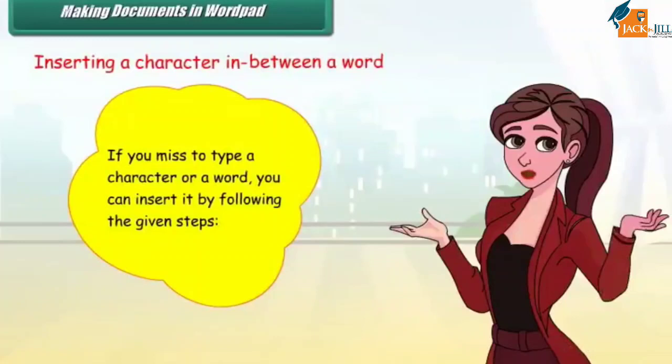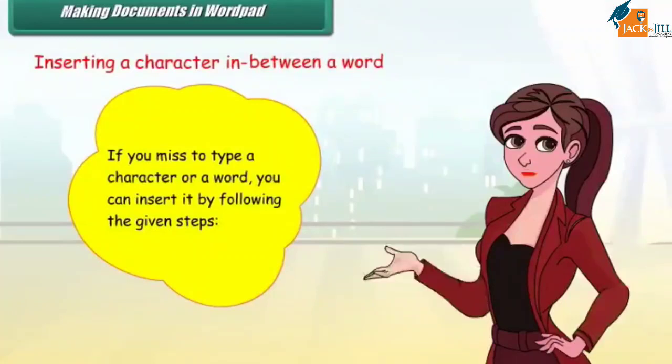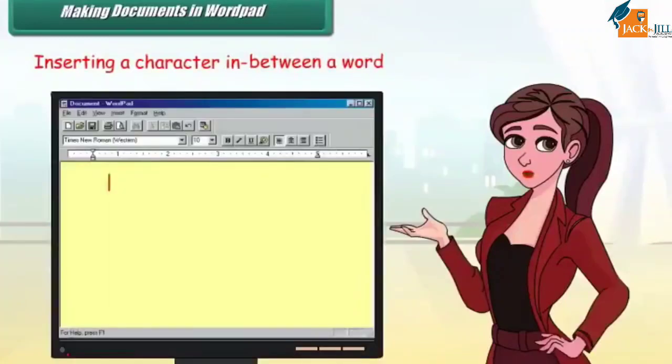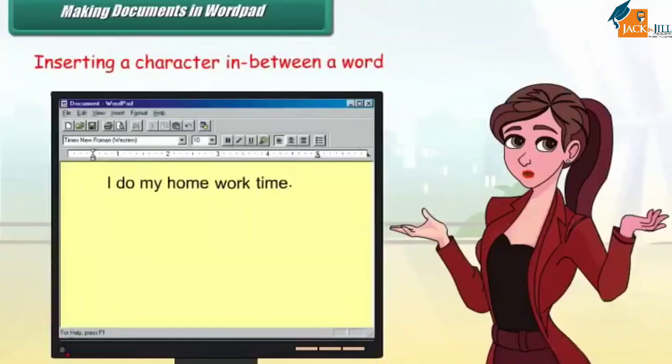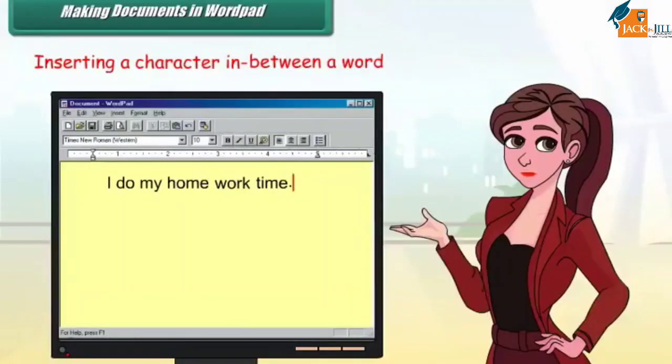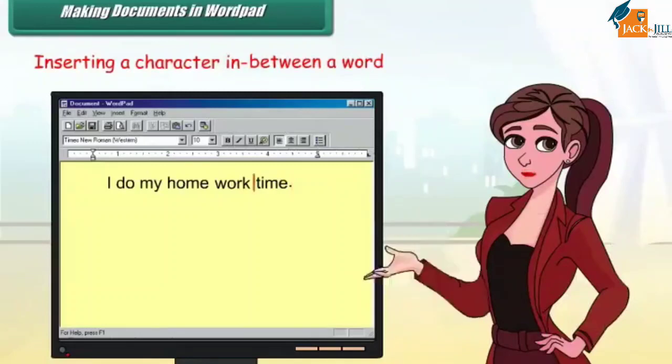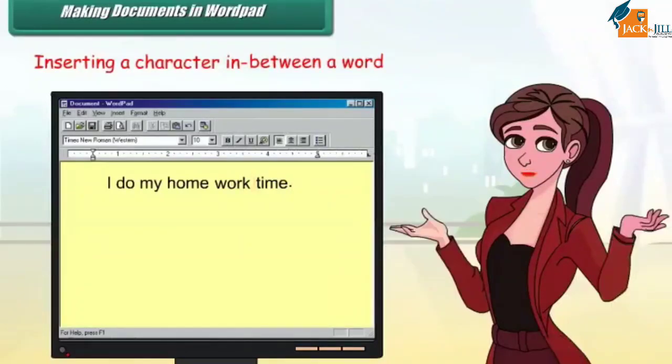Inserting a character in between a word. If you miss typing a character or a word, you can insert it by following the given steps. Step 1. Bring the cursor to the place where you want to insert a character or a word by using arrow keys or by clicking the mouse at the position.